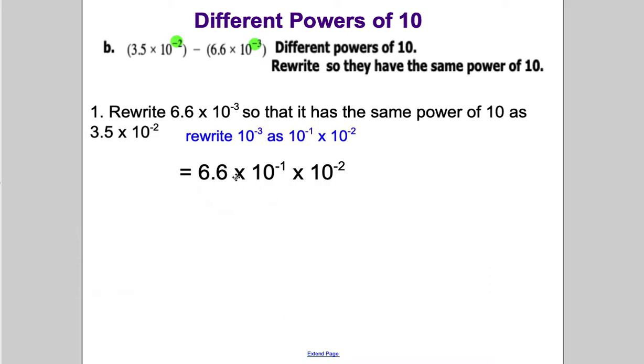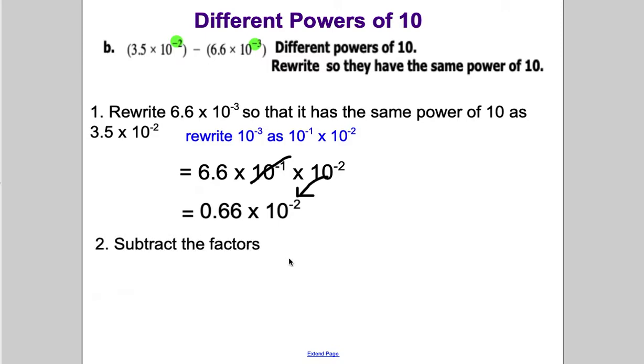Now that I have this 6.6 times 10 to the negative 1, I want to fix that. I want to actually do this part of the problem. 6.6 times 10 to the negative 1. If I actually do the problem, I get 6.6. I move the decimal point two places. So I get 0.66. And then this particular part of the problem has been solved. And all I have left is to put this back in the equation. Now I have matching powers of 10. Okay?